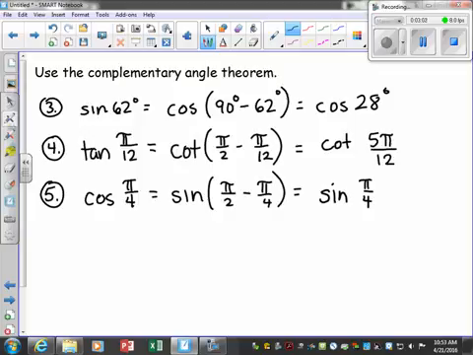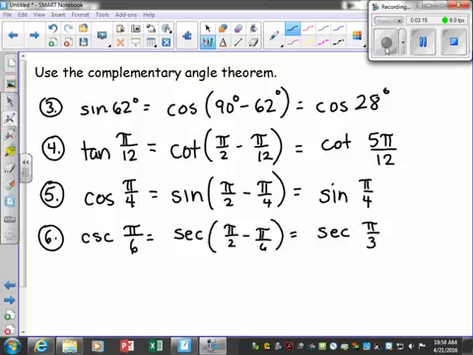Okay, I'm going to let you try number 6 on your own. So if you'll pause it, I want you to give me work cosecant of pi 6th. And so I'm going to pause it and let you try this one. Okay, cofunction is secant. We'll take this pi halves, which is the equivalent of 90 degrees, subtract out the pi 6 to get secant of pi thirds.